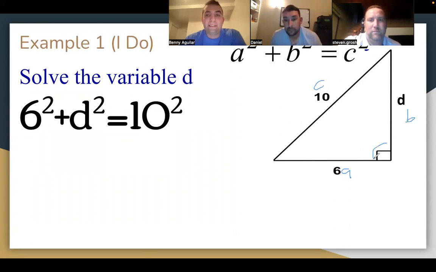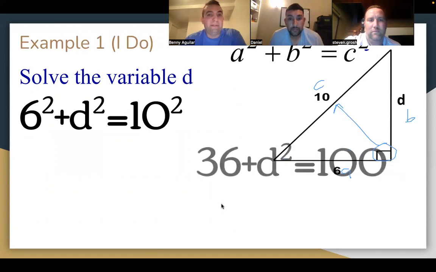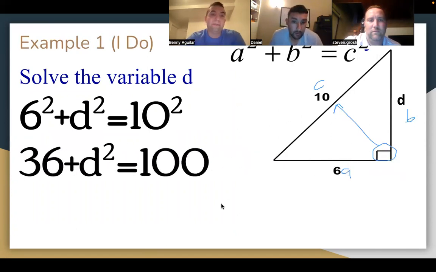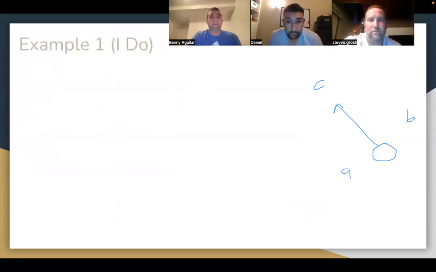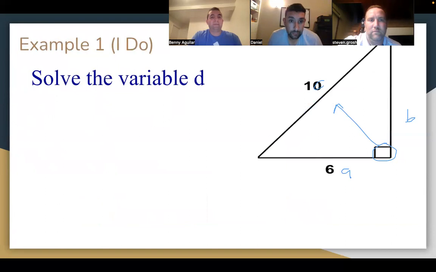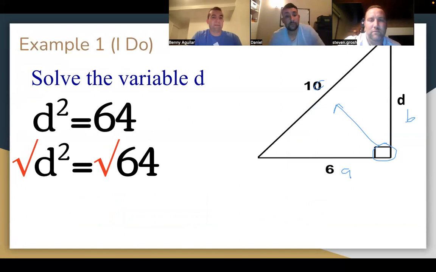Why do I know that's the C? Because it's across from the right angle of the right triangle. It's our hypotenuse because it's the longest side. As I continue to set this up, you will see that I continue to solve it. 10 to the power 2 is 100, 6 to the power 2 is 36. Then I have to subtract 36 from both sides. After I'm done, you'll see D squared. And then I have to take the square root. And then I get D equals 8.